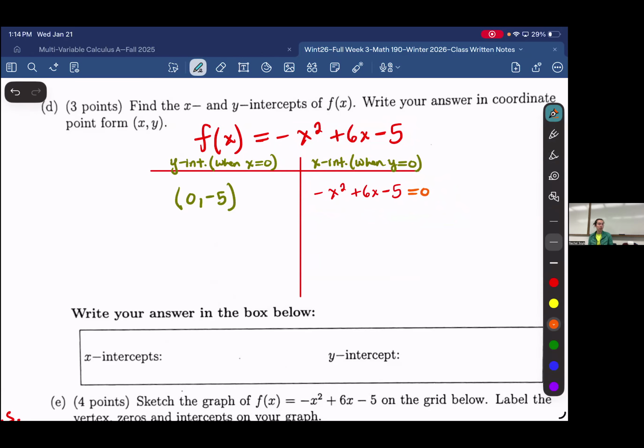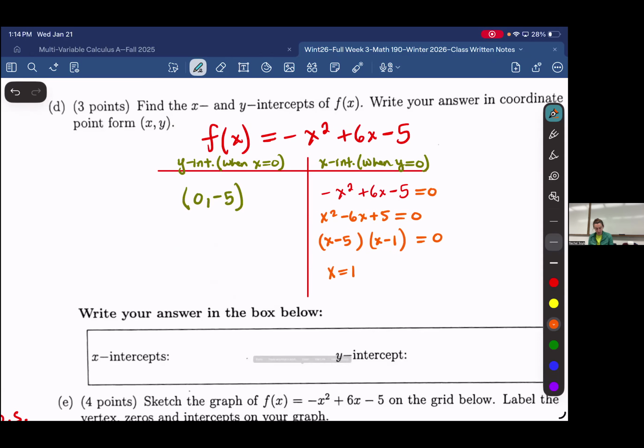I'm going to bring everything to the right-hand side. So I'm looking at positive x squared minus 6x plus 5 equals 0. So the factor pairs of 5 that add to -6 are just -5 and -1. And so our two x-intercepts are at 1 and 5. In coordinate point form, that's just 1, 0 and 5, 0.